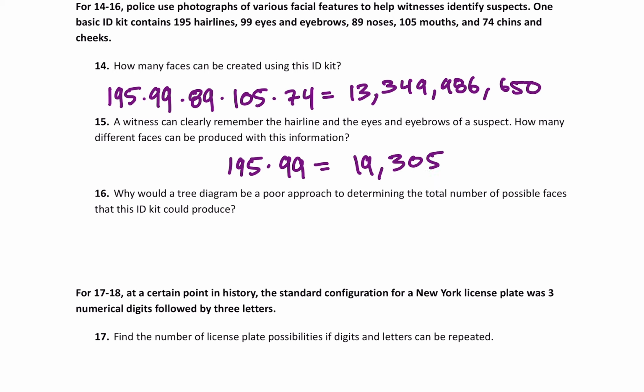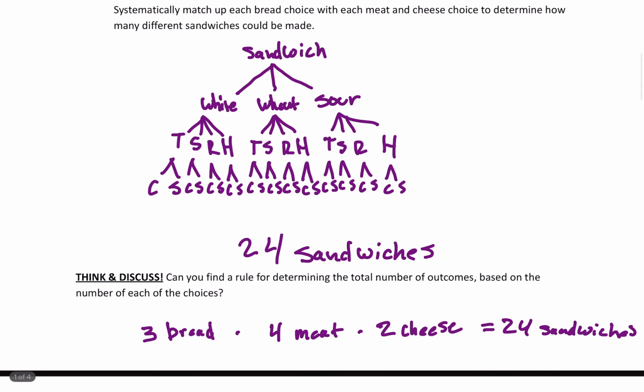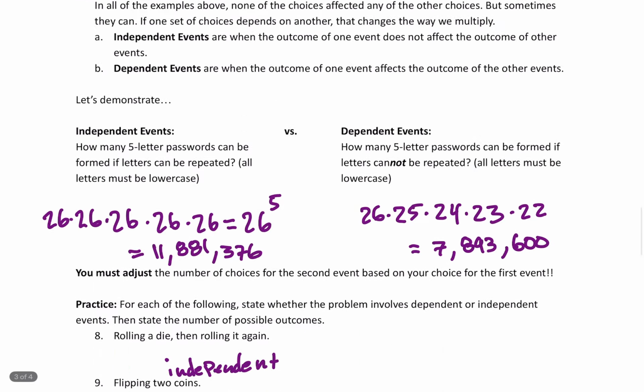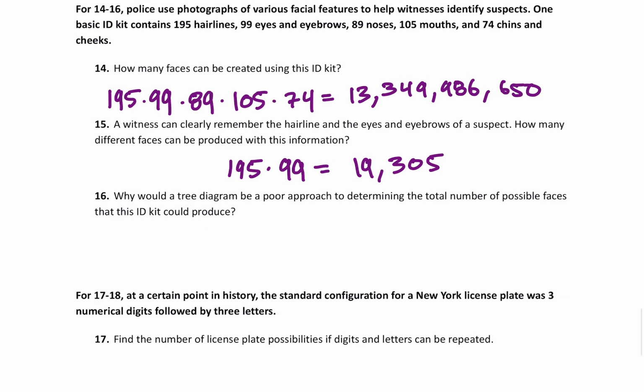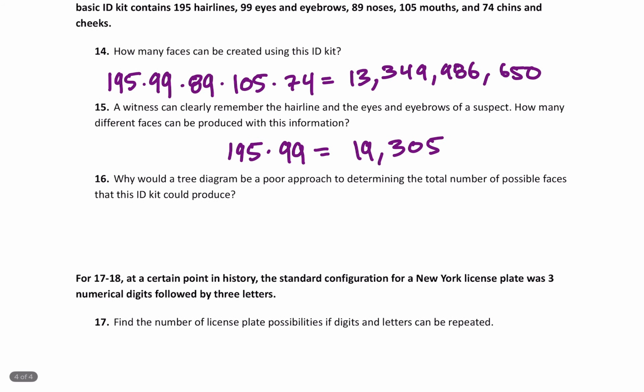Okay, so now why would a tree diagram be a poor approach to determine the total number of possible faces this ID kit could produce? Well, if we look back at our first example, it was a pretty big tree diagram, and we only had 24 sandwiches, or 24 different outcomes. So now looking at this example, there's so many more outcomes that can come from this. So if we were to make a tree diagram for this, it'd be way too much. So we have way too many outcomes to make a tree diagram plausible.